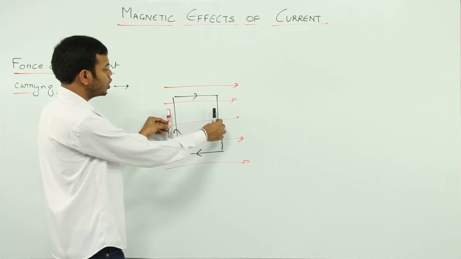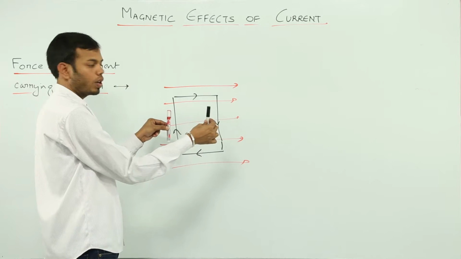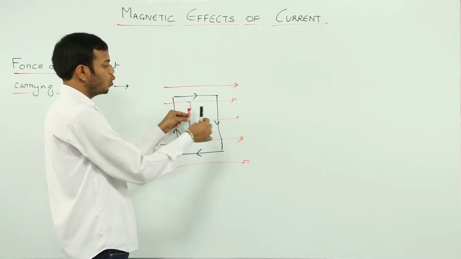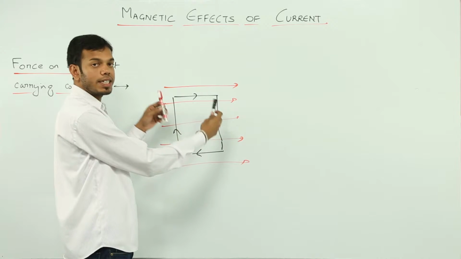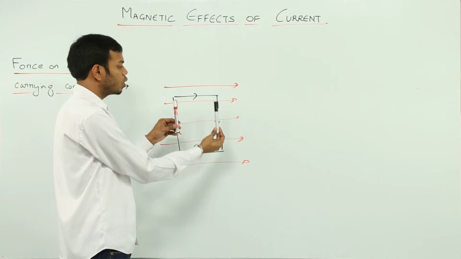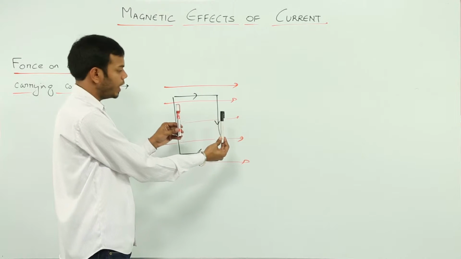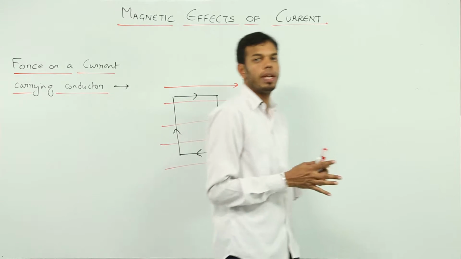So what is happening to these two wires? This one experiences a force inside and this one experiences a force outwards. So this whole loop is going to rotate. It is rotating because this loop is right now under the action of two equal and anti-parallel forces. So these forces would create a torque, and they'll start rotating. This is the phenomenon.